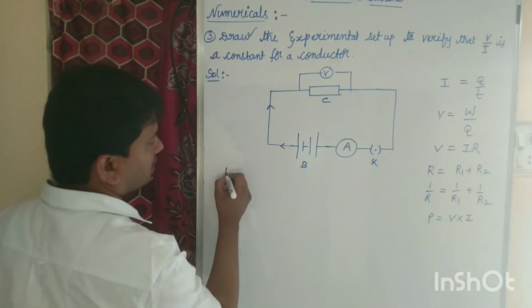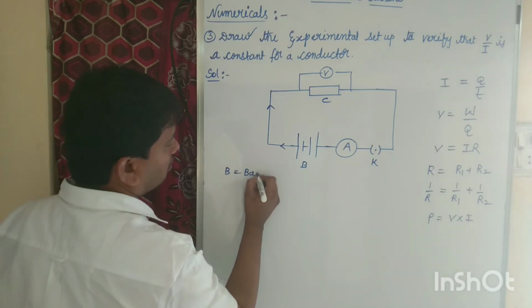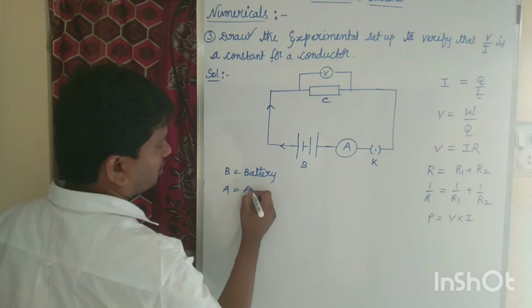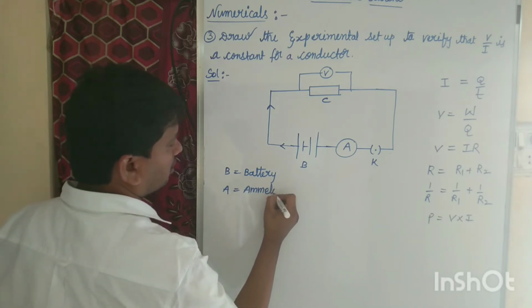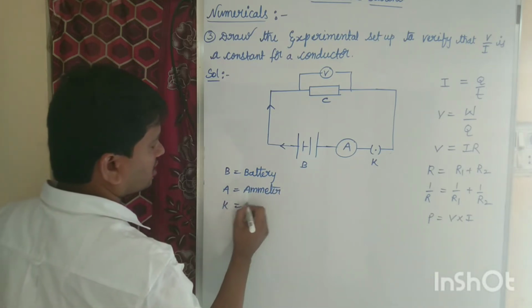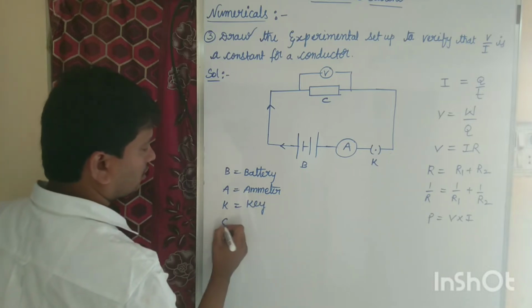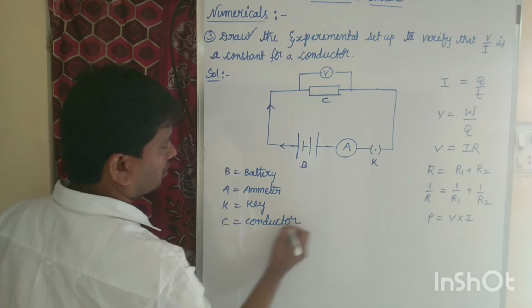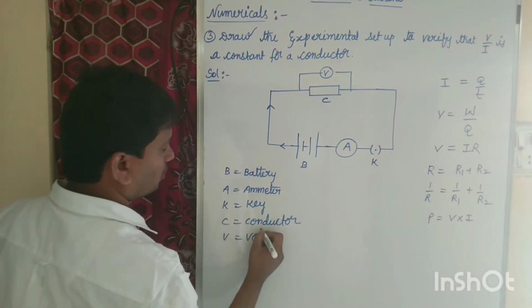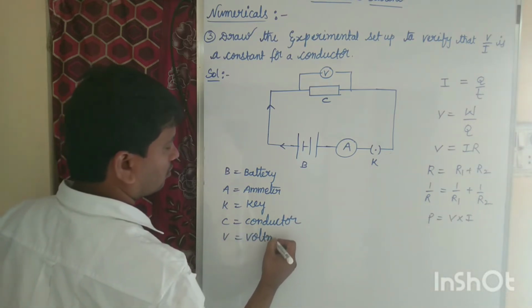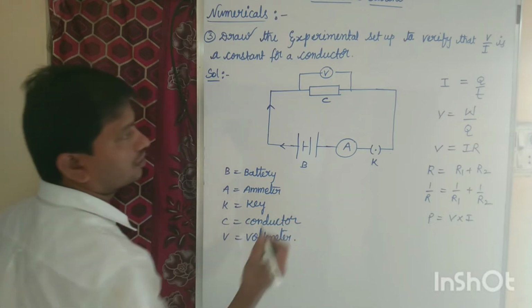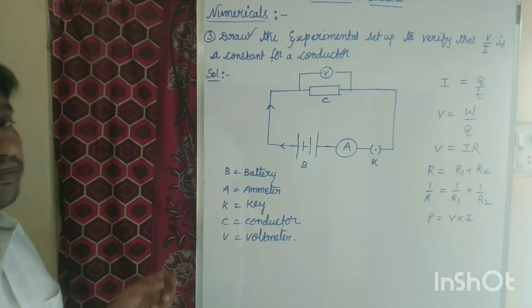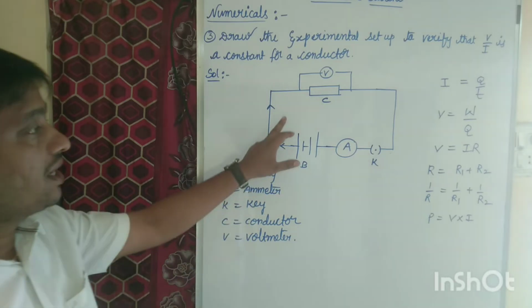So B stands for battery, A is ammeter, K is key, C is conductor, V is voltmeter. So this is the circuit diagram to set up, verify that V by I is a constant.